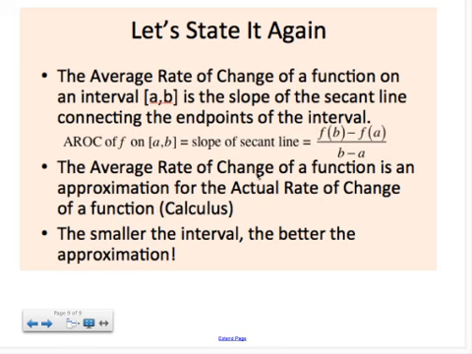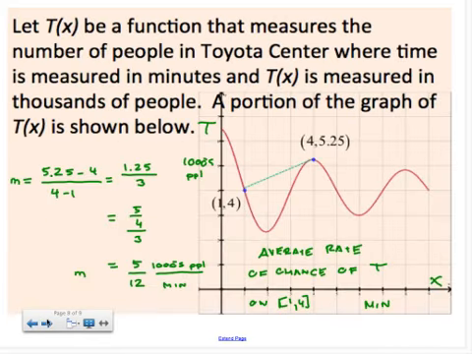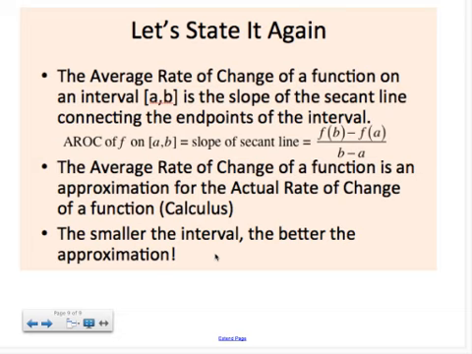This average rate of change is an approximation, right? It's an average for the actual rate of change, which is something you can't quite do till next year in calculus. The smaller the interval, the better the approximation. So this interval was what, 3 minutes long? If I could shrink that interval down, then my average would be a better approximation for the actual rate of change at 1 minute of time. We're going to use this calculation quite a bit, so get comfortable with it and be prepared to use it in the future.